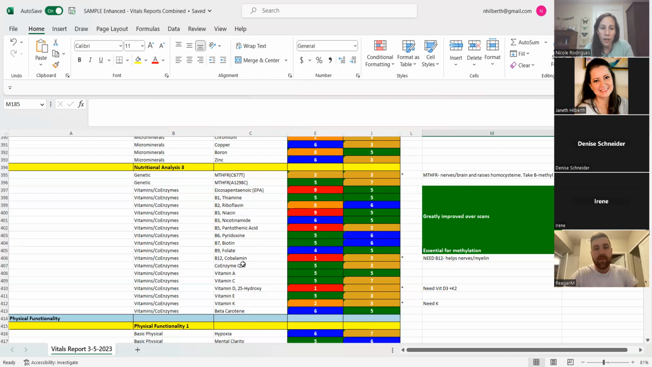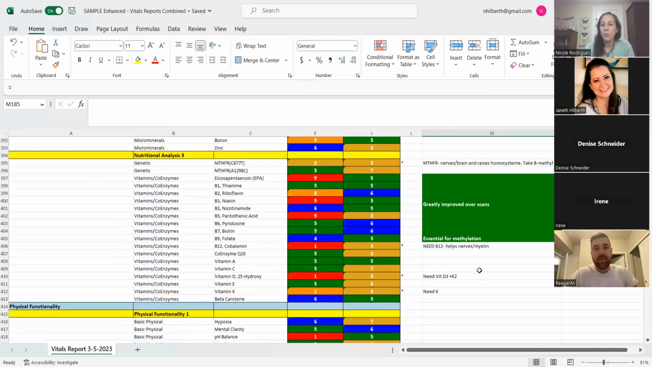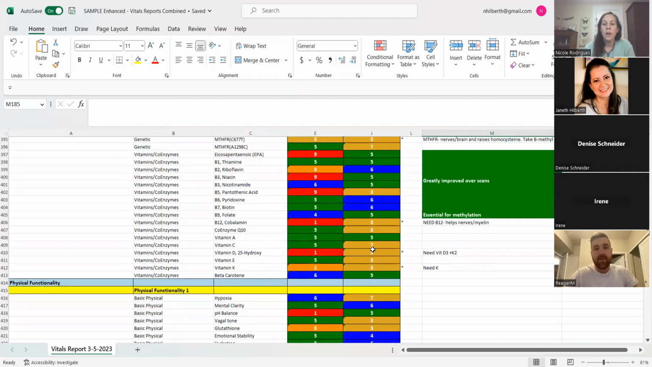Okay, so again, this B12 vitamin, he needs the B12 methyl B to help with his nerves and the myelin. His vitamin D was in and out, 1 and 9, often. It did get a little bit better, but I recommended he supplement with a vitamin D3 and K2, because oftentimes that's in one vitamin. So that's what I recommended.